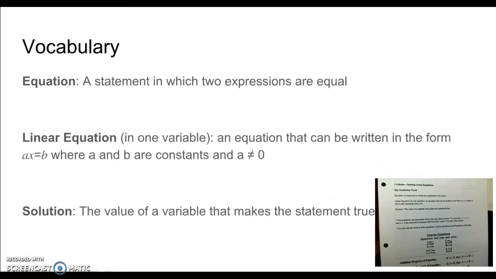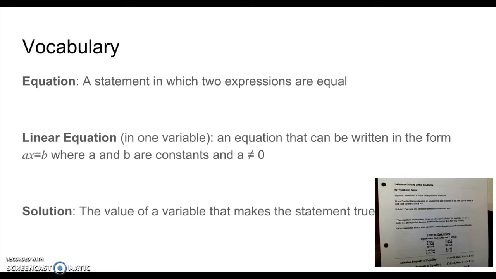So solving linear equations. Some key vocabulary terms up at the top of your note page. The first is equation, a statement in which two expressions are equal. It's extremely important. The equal sign is the most powerful symbol there is in math. And you laugh at that because you think about in grade school, it really just meant, hey, put the answer here on this line. But in algebra, the equal sign says that this expression over here on the left and this one over here on the right have the exact same value, no matter how weird they look. So an equation is a statement in which two expressions are equal.